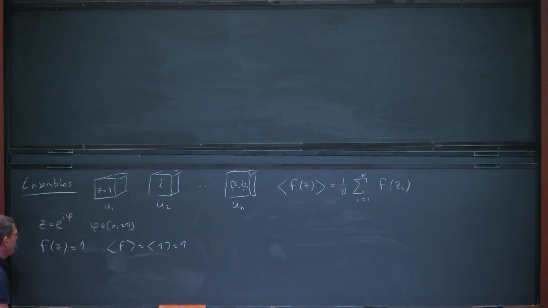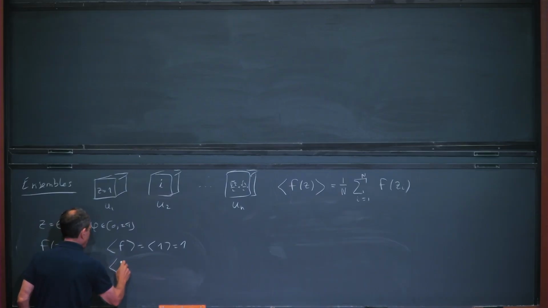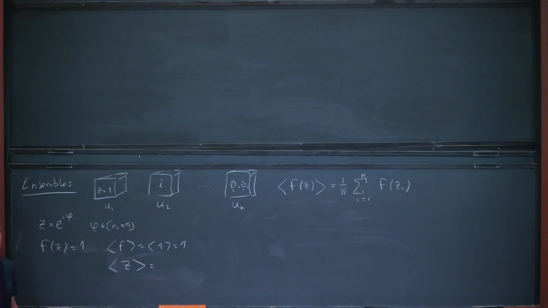Okay, let's have a bit more fun. Suppose the function just returns the value of z. What's the ensemble average of z? Remember, I've made a large number of these universes, and I've just picked this phase at random, uniformly between 0 and 2 pi.